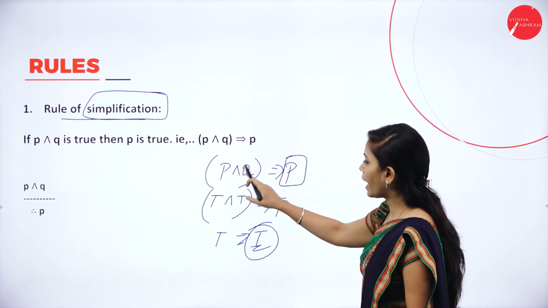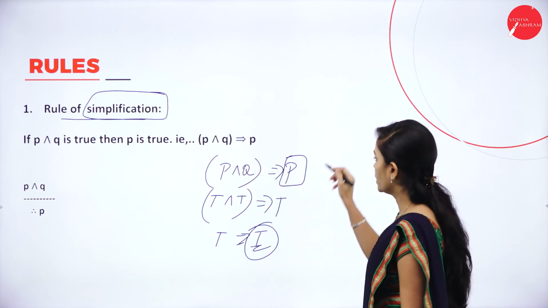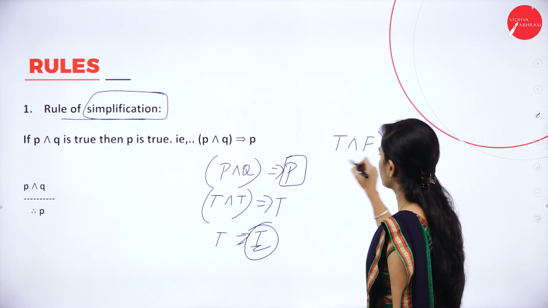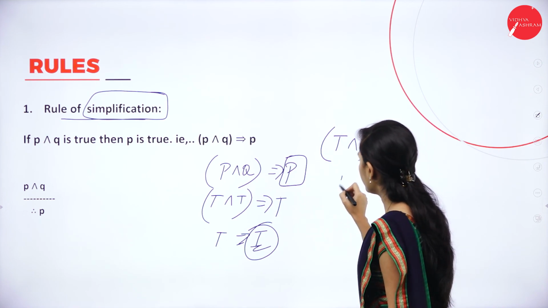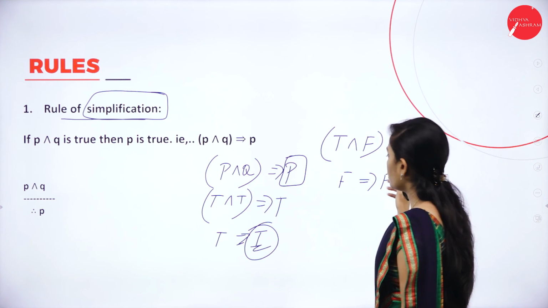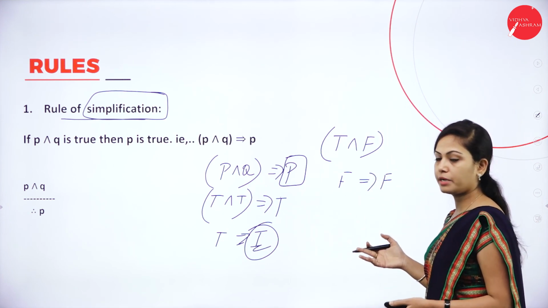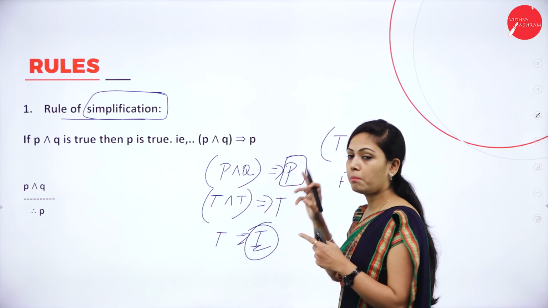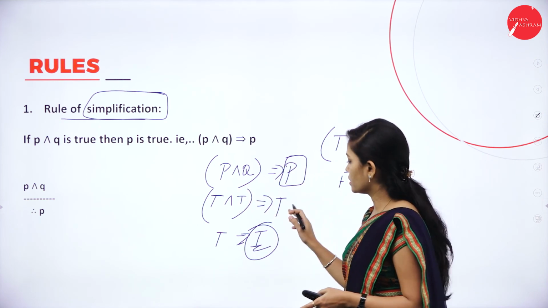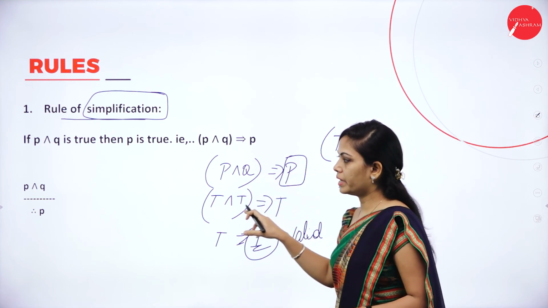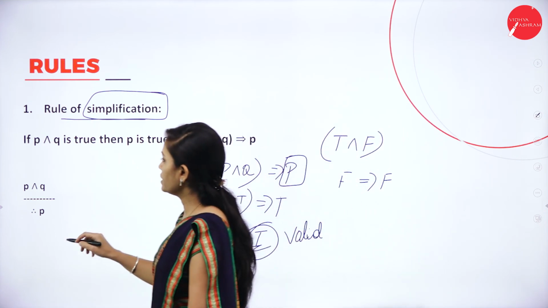If P and Q is not true, for example, if P is true and Q is false, what will you get? You will get a false condition, right? So, if it is false, it means it is not a valid statement. So, if P and Q is true, then P must be true. This is a valid statement. So, how to write this statement in rule of inference?